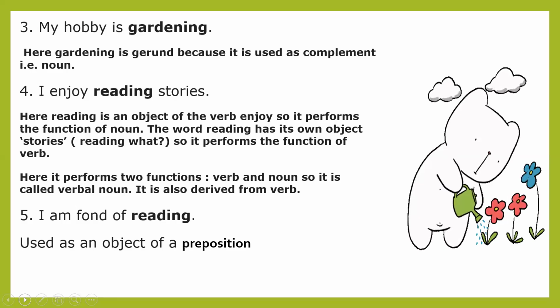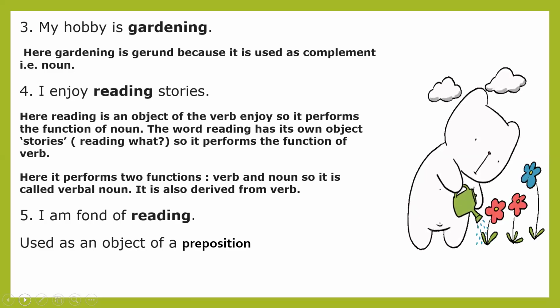The word reading has its own object. The object is stories. Reading what? Stories. So it performs the function of a verb. So it performs two functions, verb and noun, so it is called a verbal noun. It is also derived from a verb. A very important point to be noted.